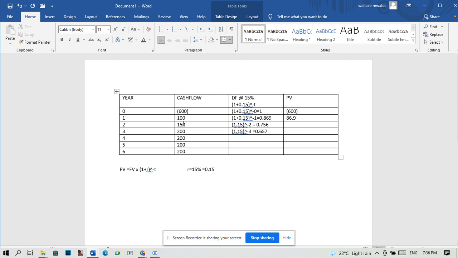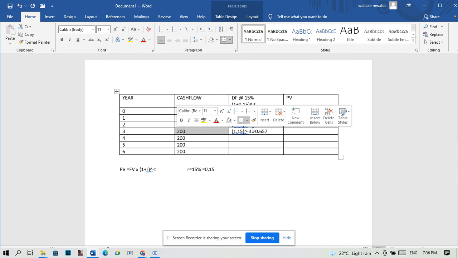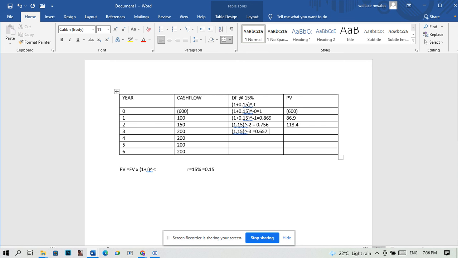Oh wait, I never did this one here. 150 times 0.756. I'll need someone with a calculator. We have to be counter checking figures here, so also get your calculators to counter check. 150 times 0.756, we get 113.4. Then 200 times 0.657, we get 131.4.